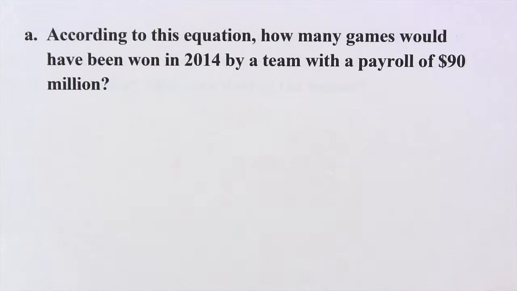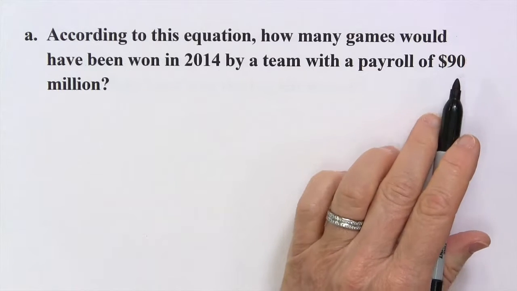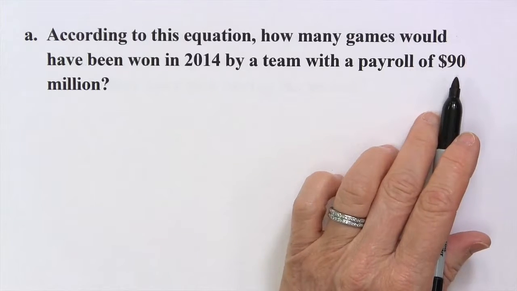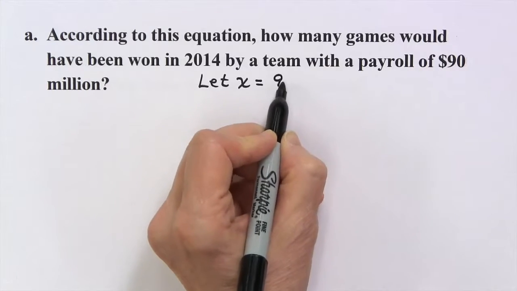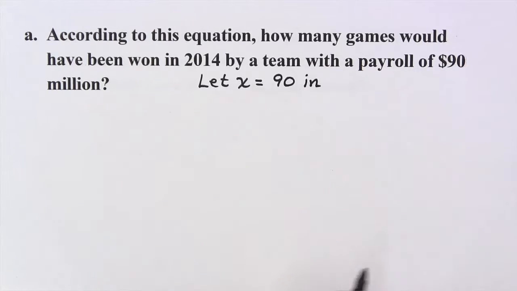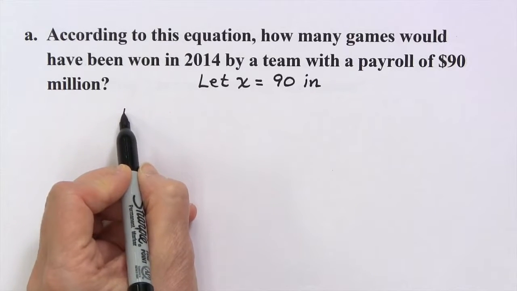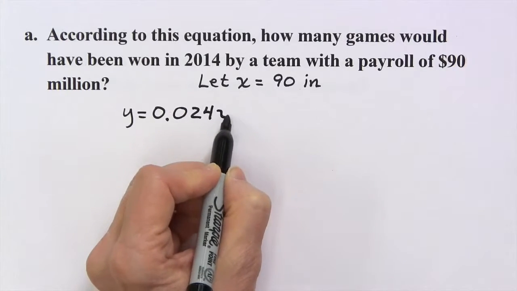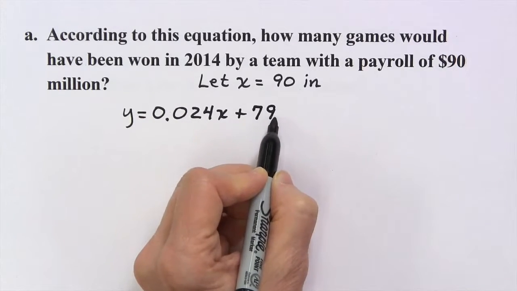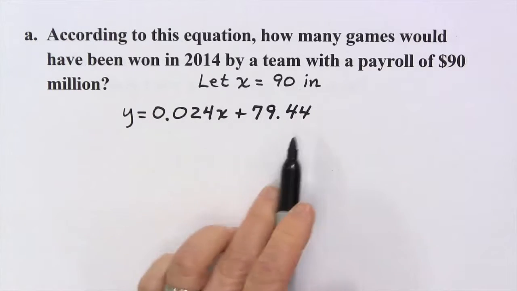So let's look at part A. According to the equation we just looked at, how many games would have been won in 2014 by a team with a payroll of 90 million? Now, is this X or Y? Remember, X is payroll. So we're going to let X equal 90 in the given equation: Y equals 0.024x plus 79.44.